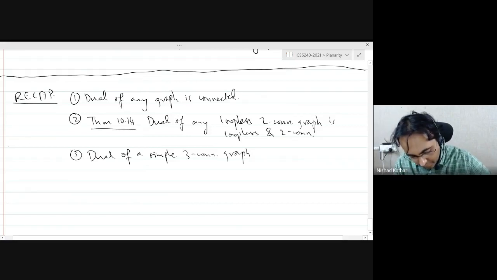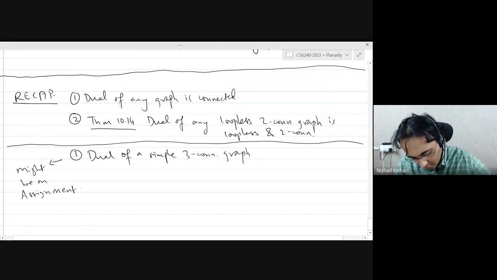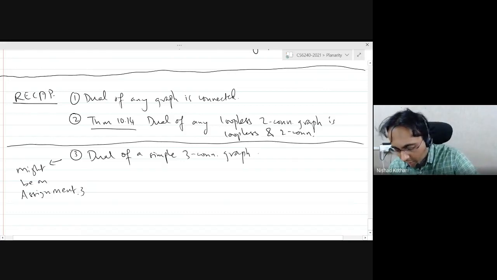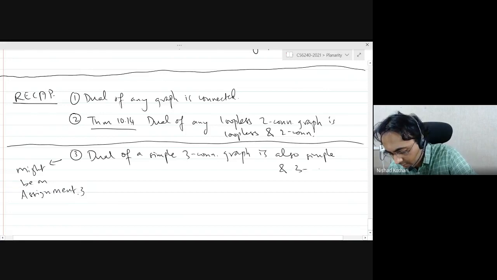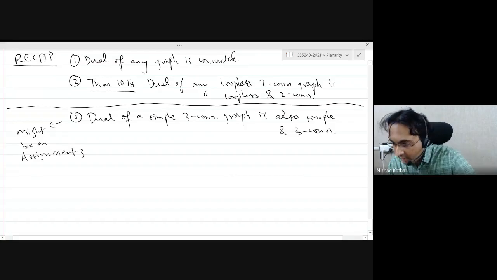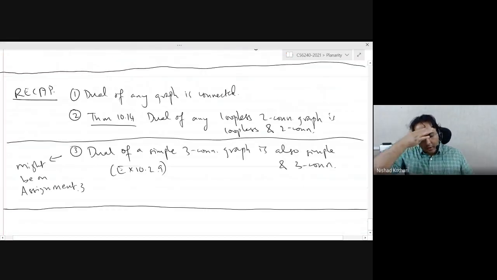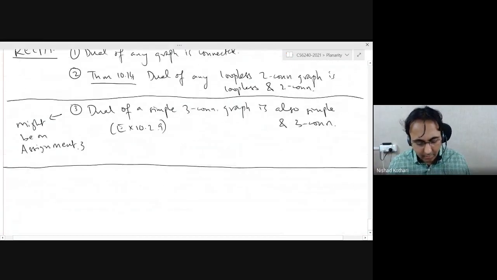this is not a recap, this might be on assignment 3, is also simple and three connected. Okay. So this is actually exercise 10.2.9 in the text. Okay, good. So I don't want to prove all of these things.